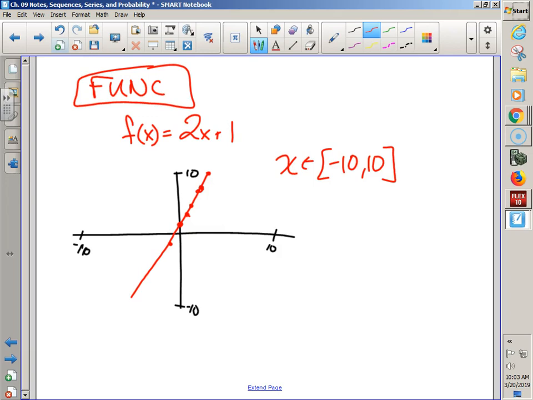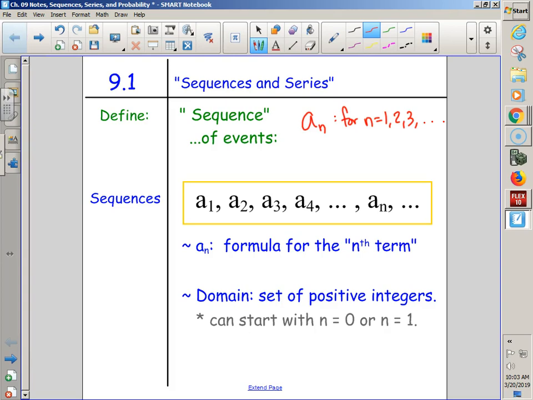But when I talk about sequences, can there be a 1.1th event? What happened first? What happened 1.1th? We don't say that. Don't we say what happened first, what happened second, what happened third, right? What is the first term? What is the second term? What is the third term, right?